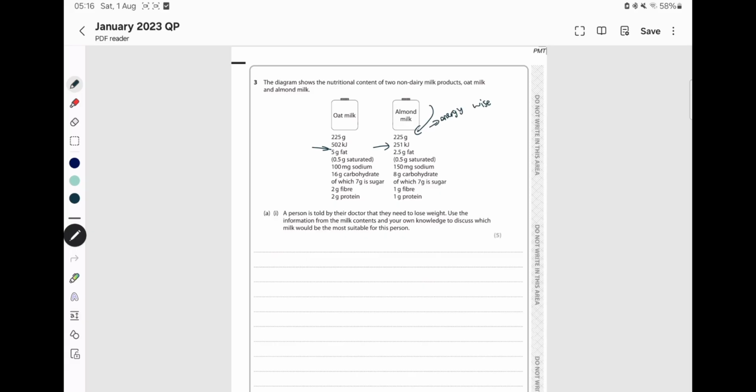Okay, and then we're also going to look at the fat content, the carbohydrate, the sugar, and also the protein, because protein is very good for you. For the fat content, as you can see, almond milk is so much better. For oat milk we have 5 grams, almond milk 2.5 grams, which is so much less. Same amount of saturated fat for both of them, not much of a difference. Higher sodium for the almond milk, but that's irrelevant to weight loss.